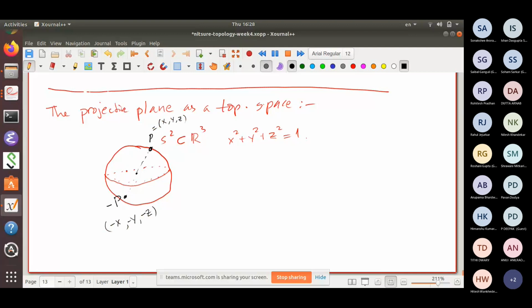This is a vector, and this is minus the vector. Understood? Every point has an antipodal point. This introduces an equivalence relation on S2, under which P is equivalent to P and also P is equivalent to minus P. This is an equivalence relation. And the quotient of S2 by the equivalence relation is called the projective plane.